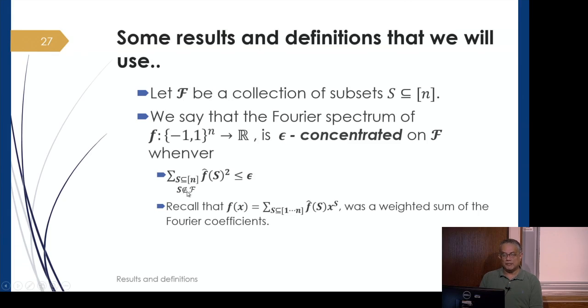Elements that are not in F, if you add some property, in this case the square of the Fourier coefficients, then that's less than or equal to epsilon. Just as a reminder, on the same slide, we saw this a minute ago, the way you would write out f of x is as a sum of f hat S over a range of subsets, a weighted sum of those Fourier coefficients. F, the set that we are talking about in defining epsilon concentration, happens to be a particular subset of the power set of all the elements 1 through n.